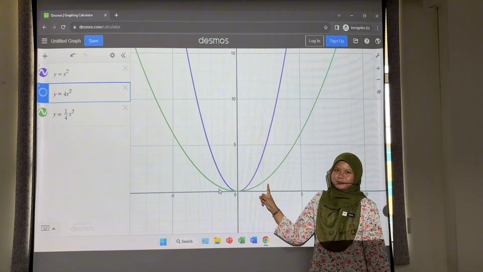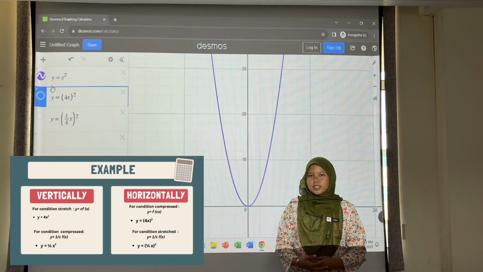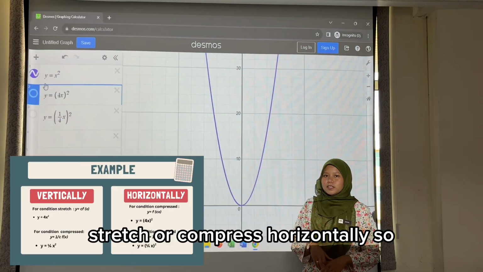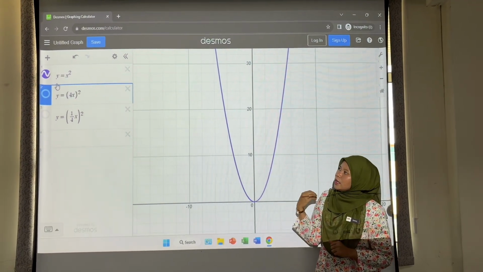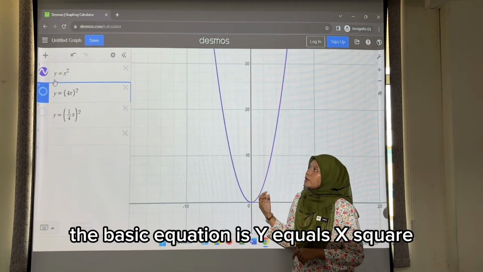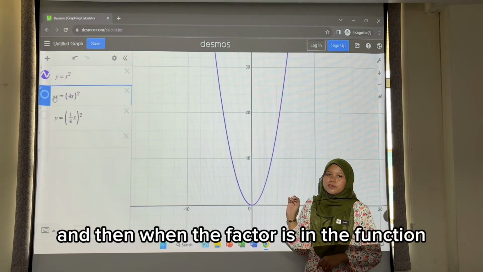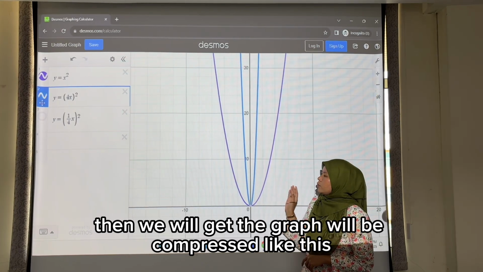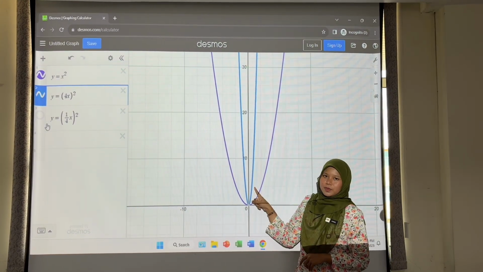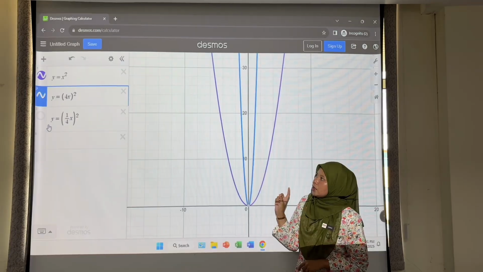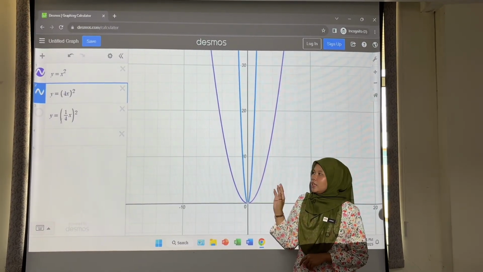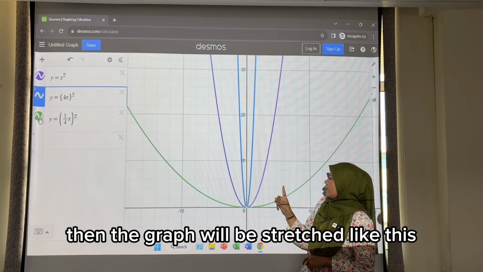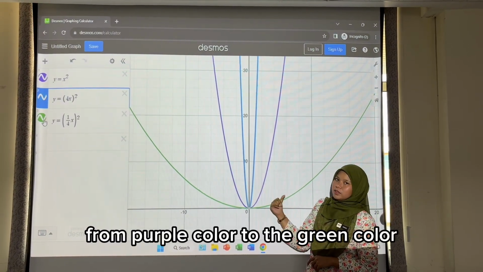to the green color. Okay, now we move on to the next condition, where we will see the graph stretch or compress horizontally. The basic equation is y equals x squared, and when the factor 4 is in the function, we get the graph compressed like this. And when the factor 1 over 4 is in the function, the graph will be stretched like this, from the purple color to the green color.